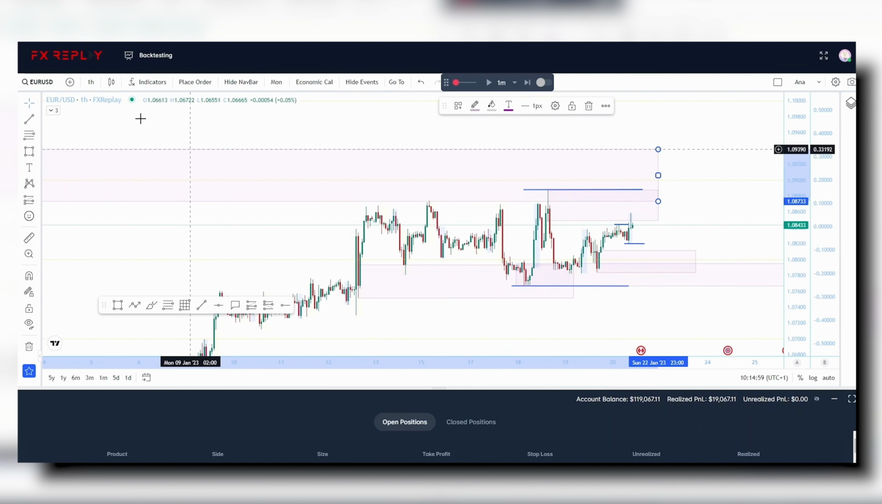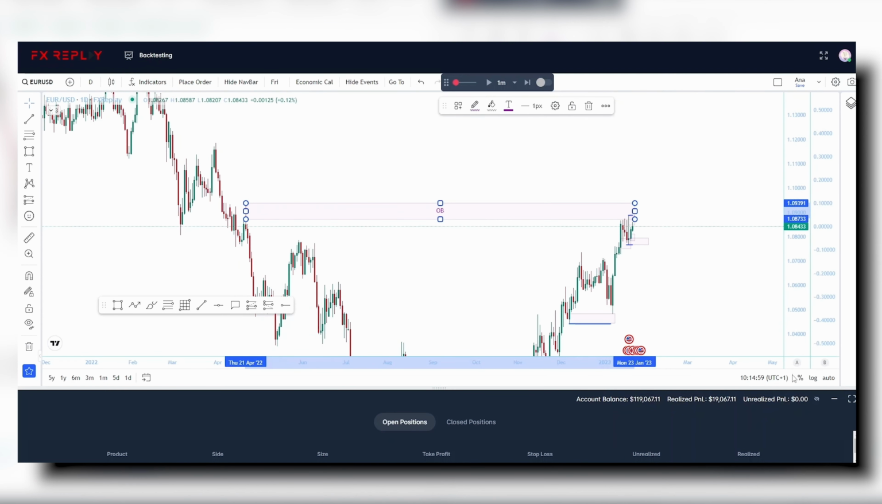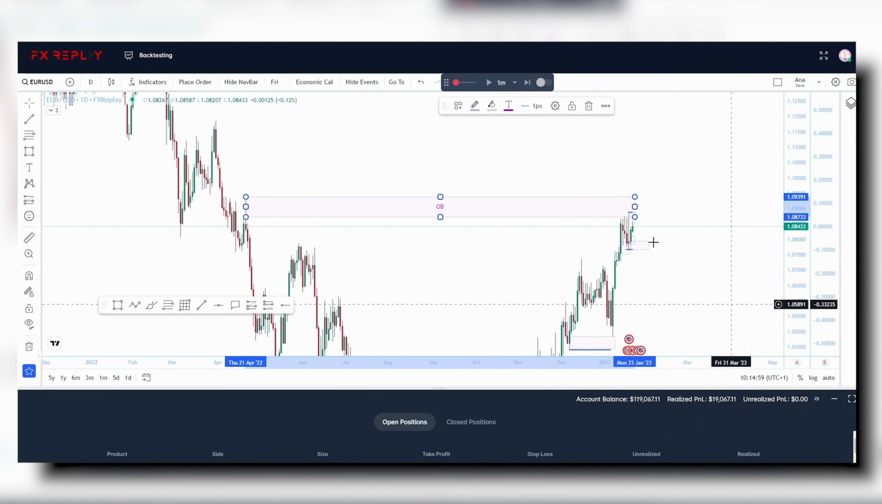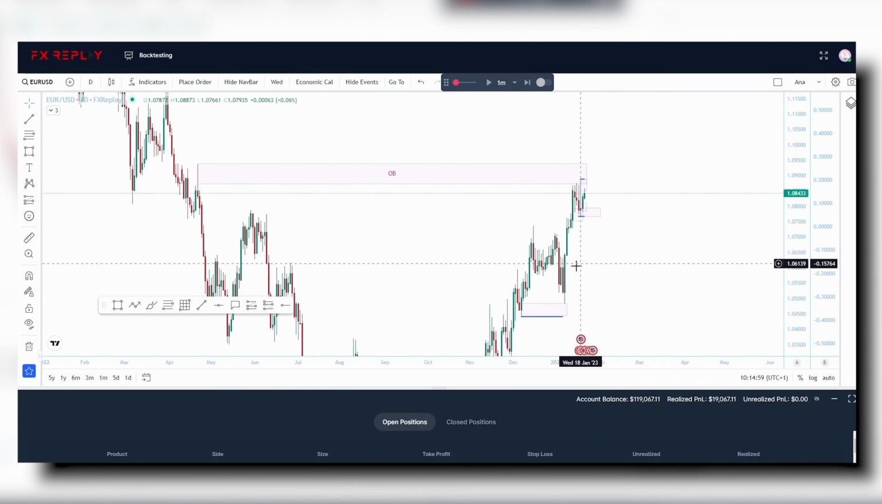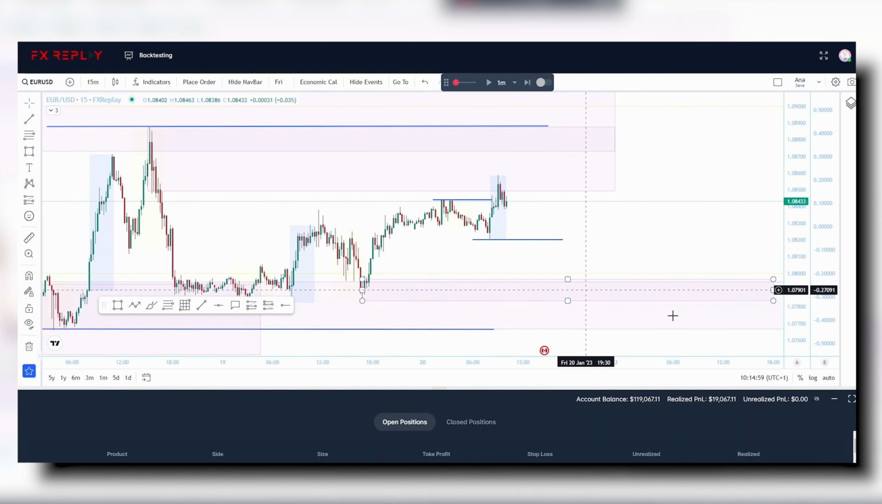currently is just consolidating. And let's check the daily. We are definitely still bullish, but I wouldn't be surprised if price decides to make a pullback and come into discount in order to continue higher and target this high. On a 15-minute chart, we can see that our extreme order block is this one here.